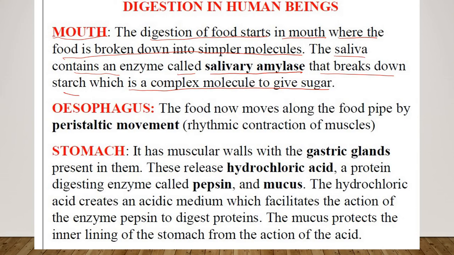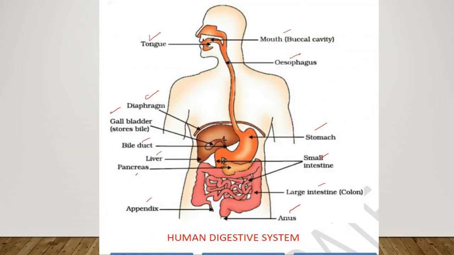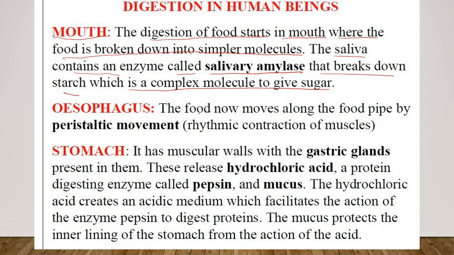Now the food moves along the food pipe by peristaltic movement. Peristaltic movement is the rhythmic contraction of your muscles, that is, relaxation and contraction of muscles, by which the food bolus moves further into your food pipe. First of all, we will see your esophagus. The esophagus is this one, this is your food pipe exactly. Now next is your stomach.